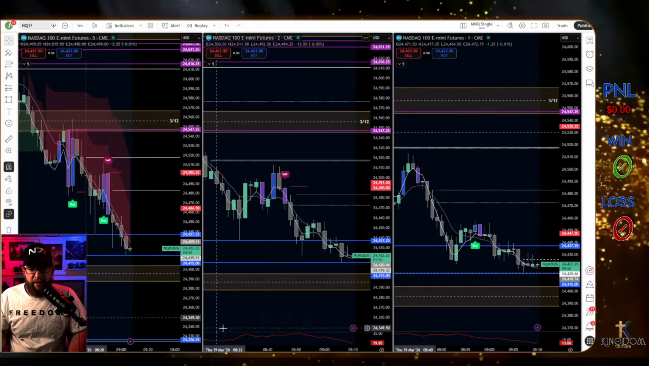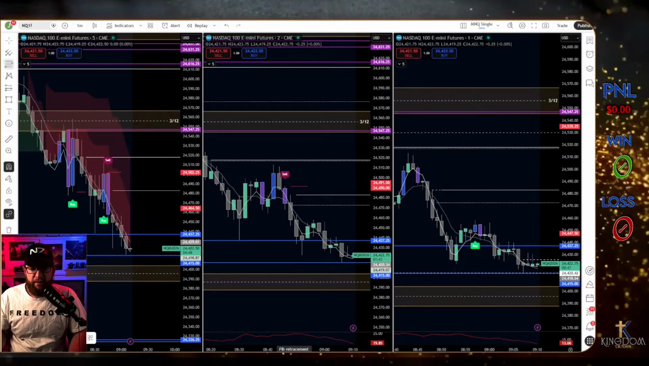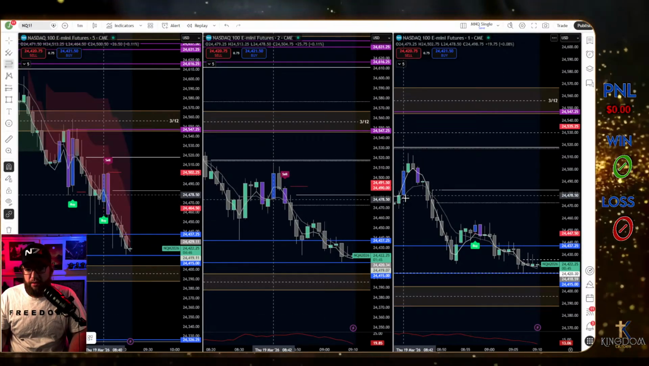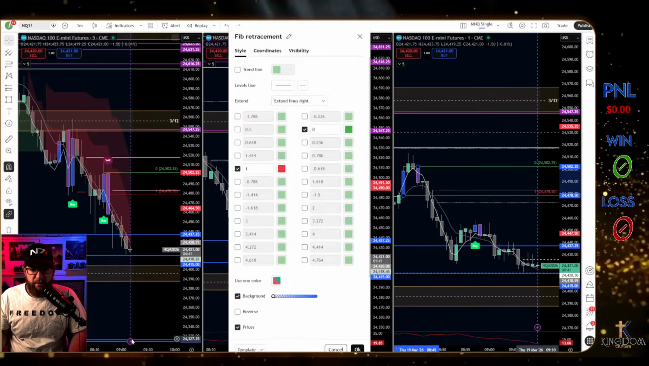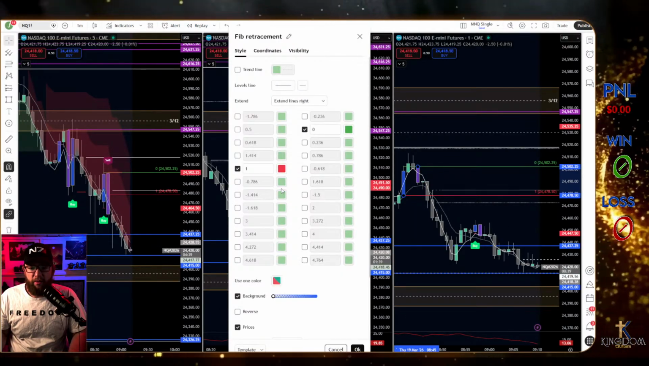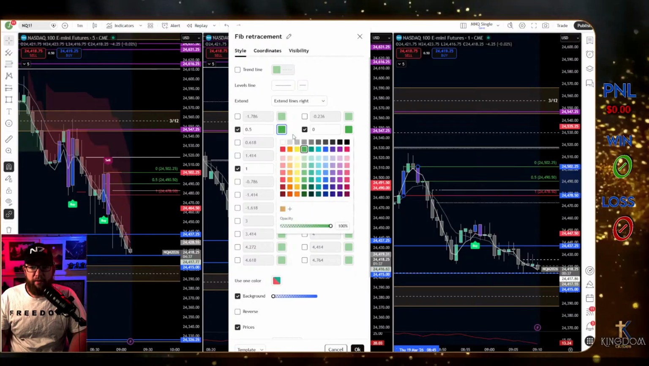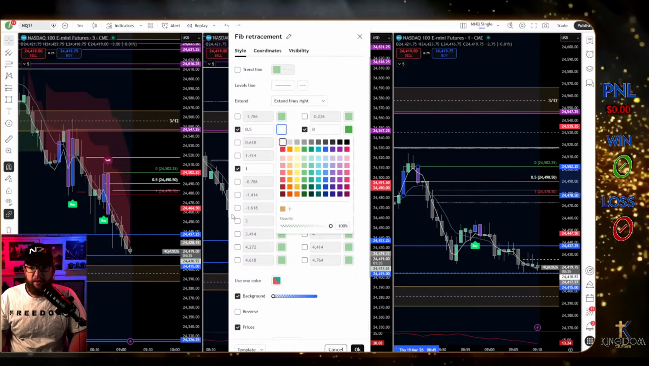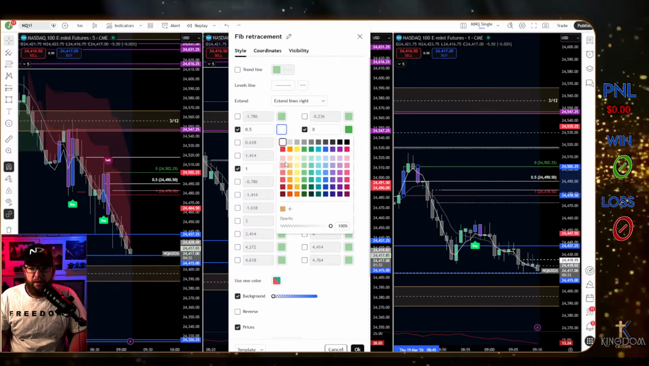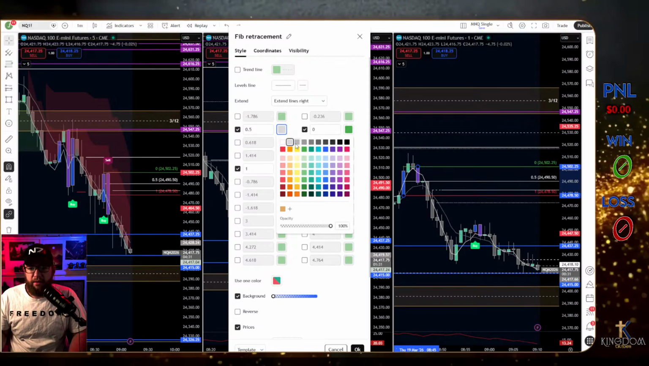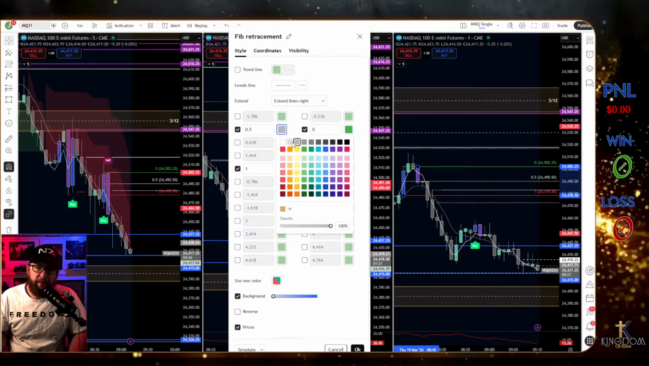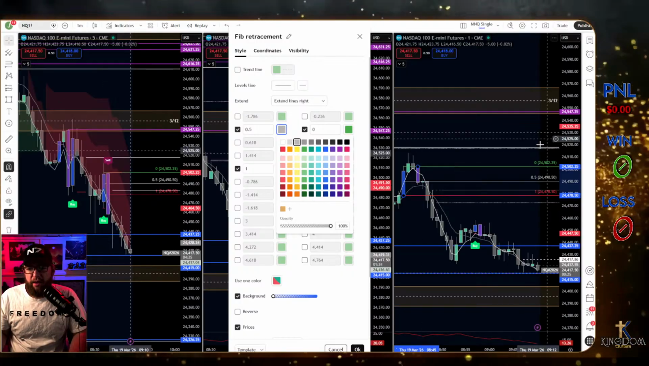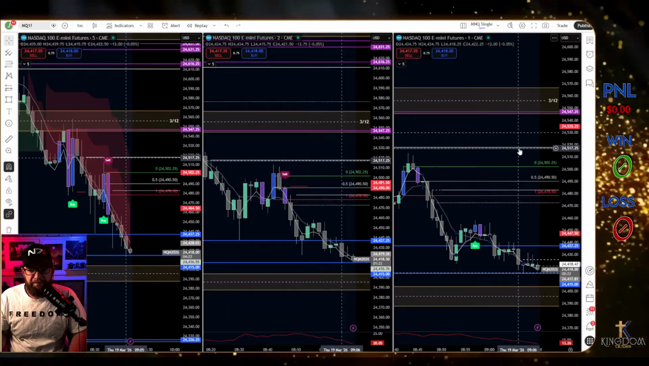And then we're going to change it again. Go settings. And we're going to add in a 0.5. And this one's going to be white. Gray. Man. The only thing with that is I would like it to be dotted.